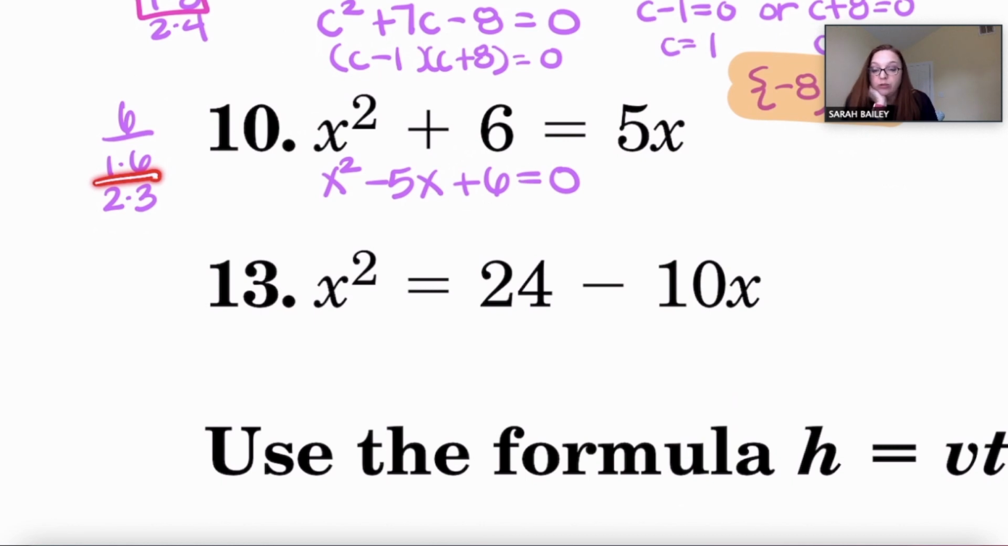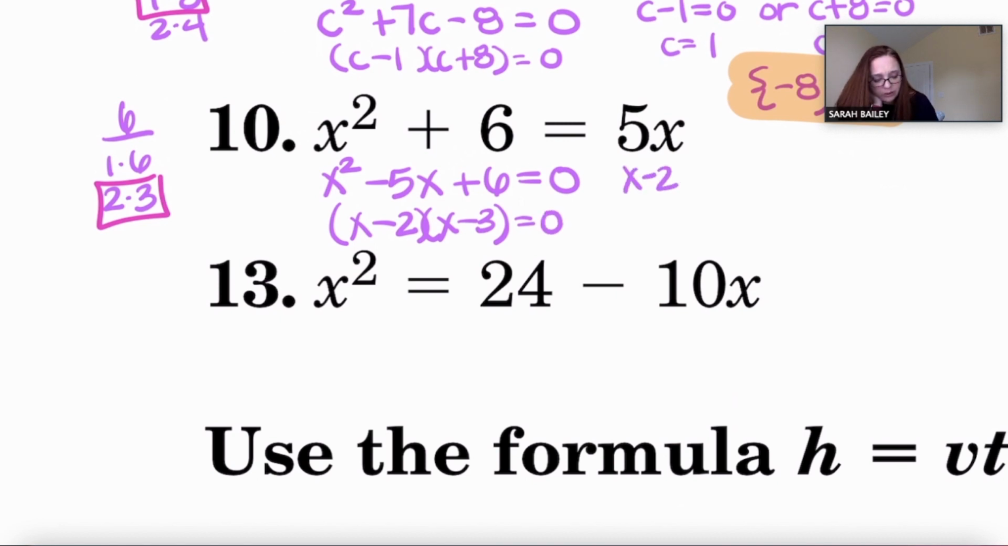The 1 and negative 6, when I multiply those two together, I end up with a negative 6, not a positive 6. Here, I would be doing negative 2 plus negative 3, which is negative 5. When I multiply negative 2 and negative 3, I would get a positive 6. So that's the pair that I want, negative 2 and negative 3. So that'd be x minus 2 times x minus 3 equals 0. So x minus 2 is 0, or x minus 3 is 0. So x would be 2 or 3.